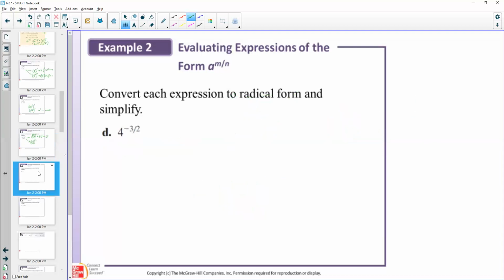So let's try this one. This is 4 to the negative 3 halves. So now we have 3 things to do, really. Because we have to think about that negative. I have to think about the power of 3, and I have to think about the square root. So I'm going to deal with the negative first. So the negative says flip. So I'm going to get 1 over 4 to the 3 halves.